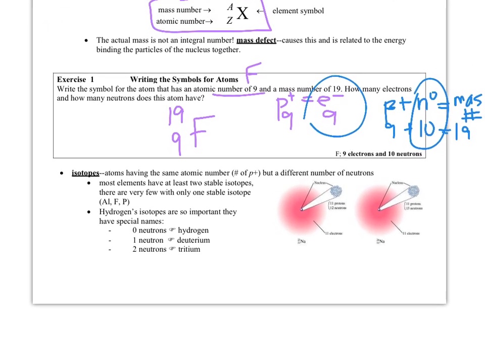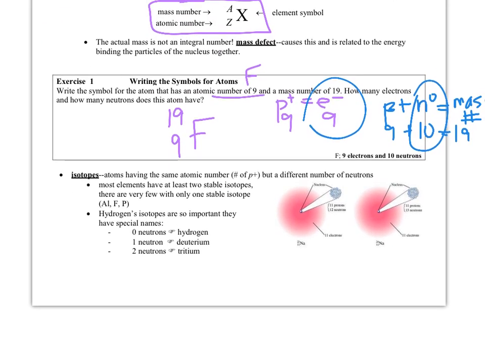All right, and then you also have isotopes. I know we talked about those briefly. Those are atoms that have the same atomic number, so they're the same element chemically. All those elements that are isotopes would not be treated any differently. Most elements have at least 2 stable isotopes. There are just a few that only have 1 isotope, but for the most part, every element has more than 1. Hydrogen's isotopes have special names.